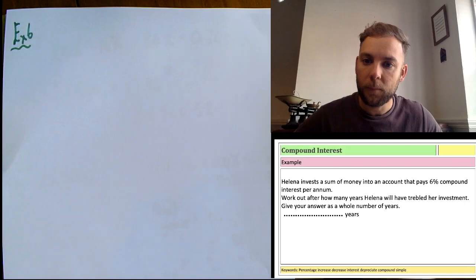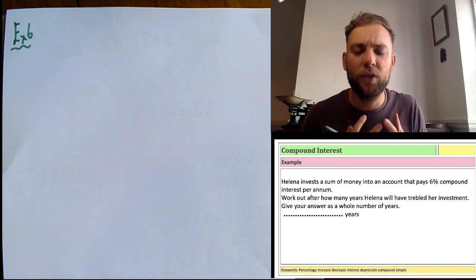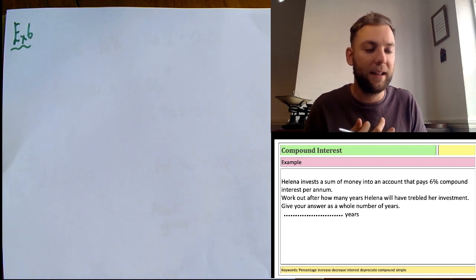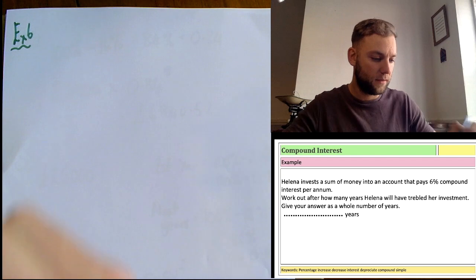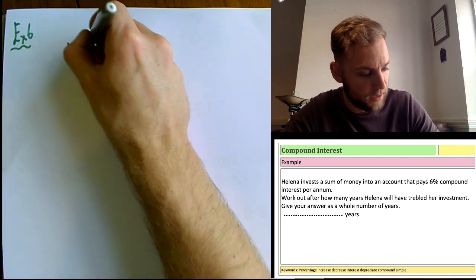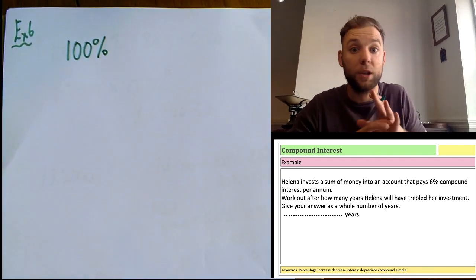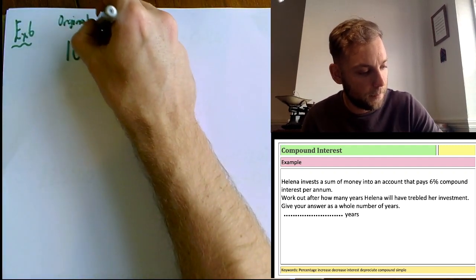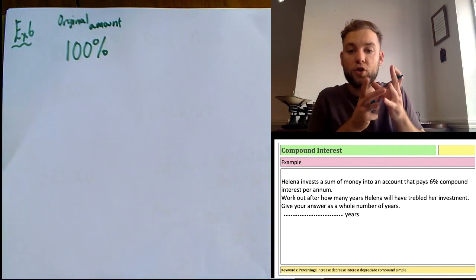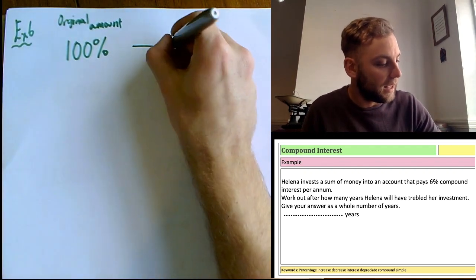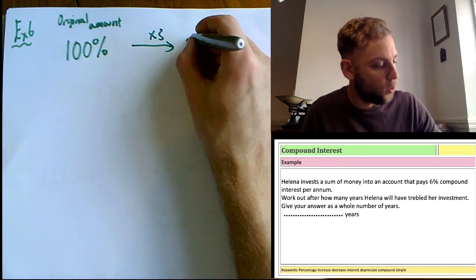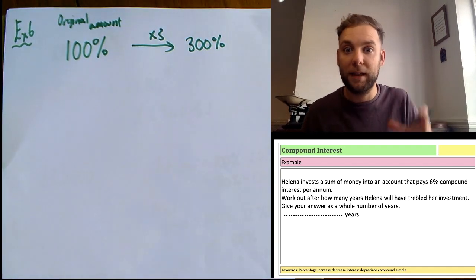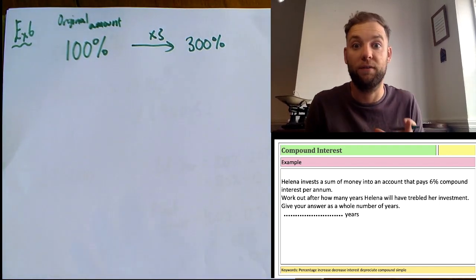So, first thing we need to think about is, what does it mean by trebling her investment? Well, we know that my original amount as an investment is equal to 100%. That's what we know. That's our starting point. This is our original amount. So if I want to treble that, I want to see what this is when it goes over 300%. Okay, so times it by 3. So trebling that is going to be 300%. That's what I'm looking for here.